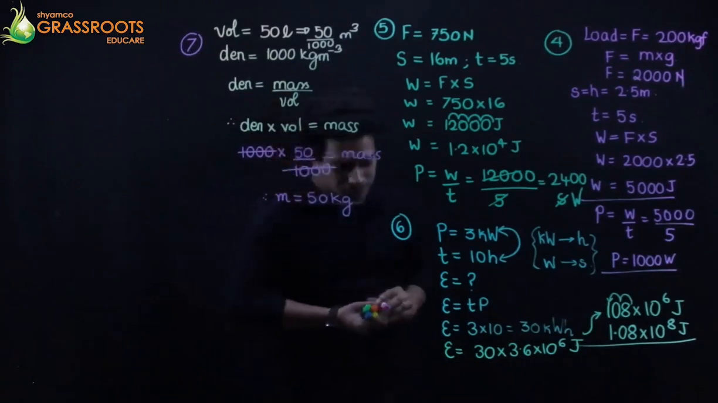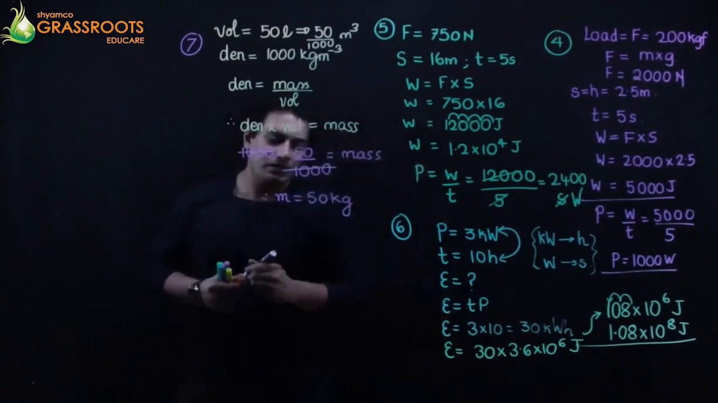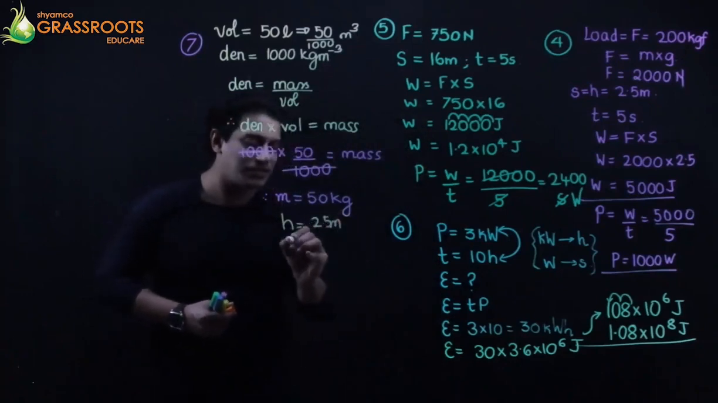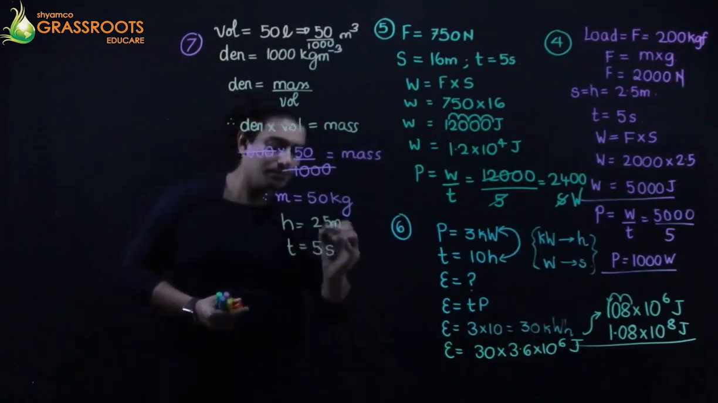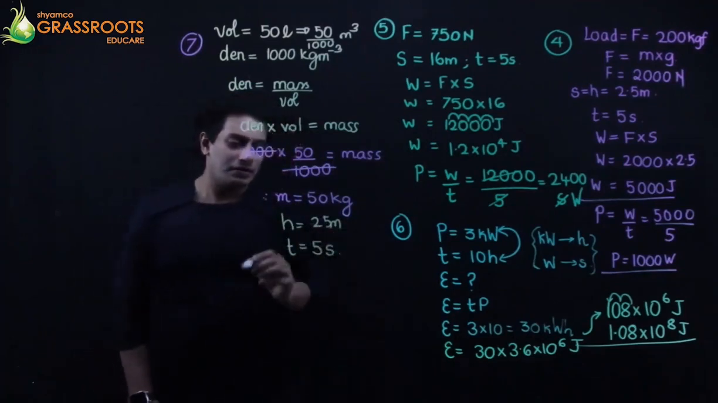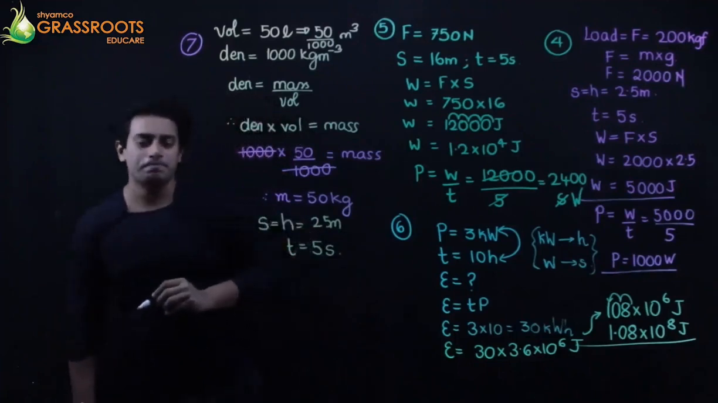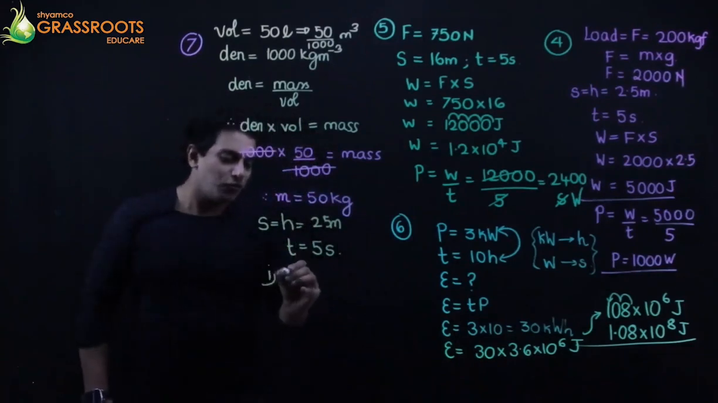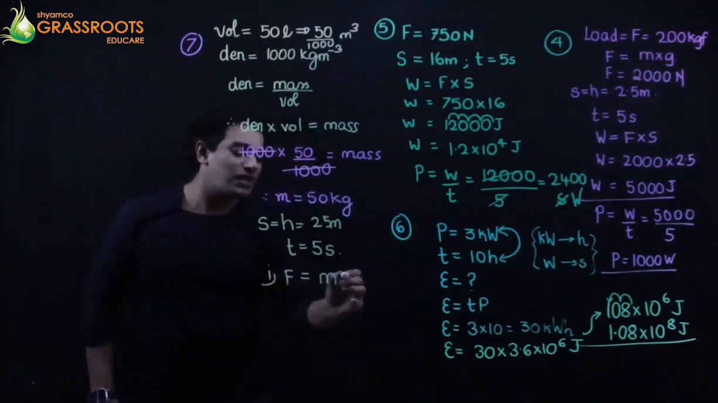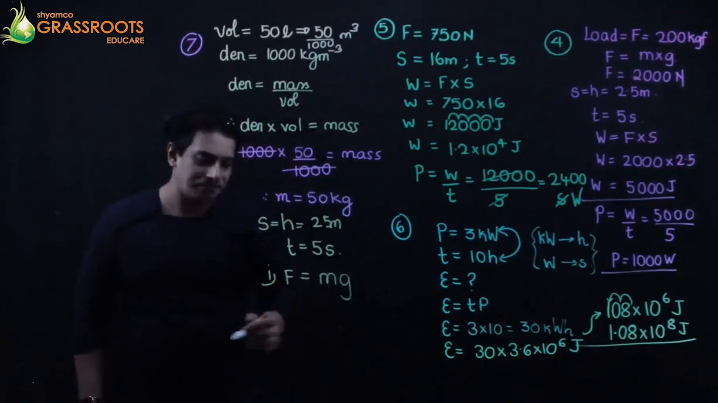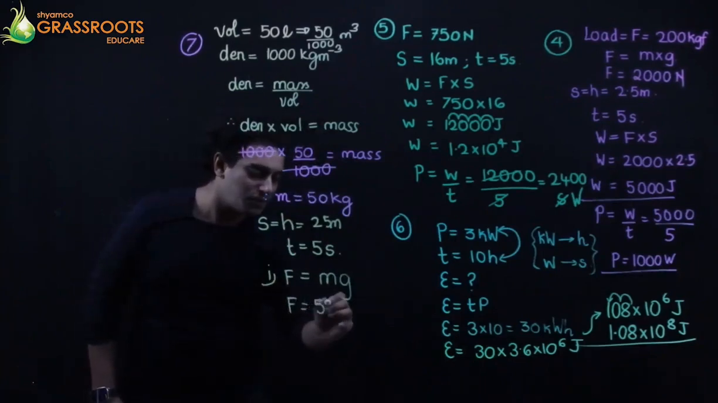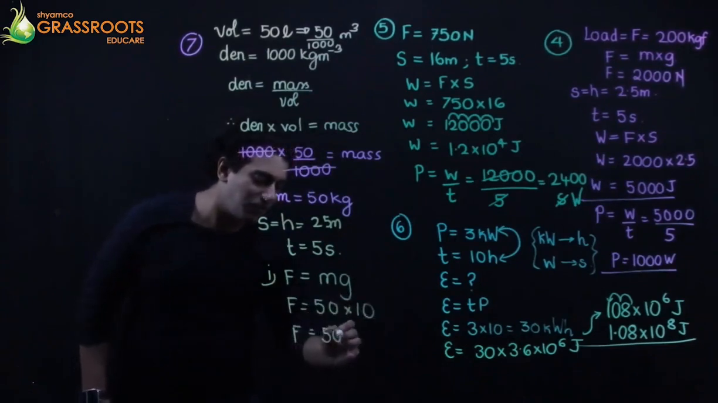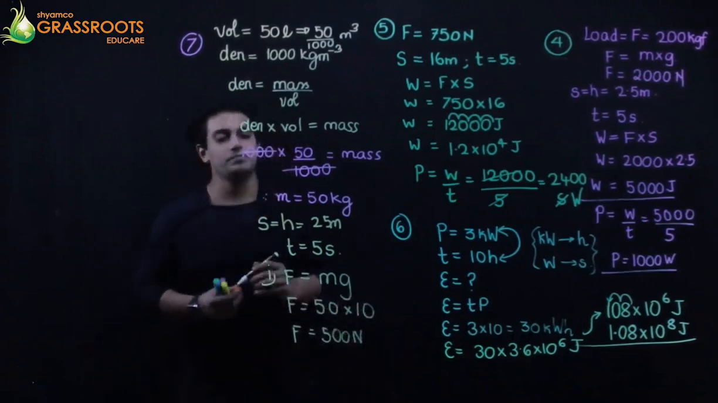Right. Next. Height and time is given. Height is given to me as 25 meters. Time is 5 seconds. Height means distance or displacement. Gravity is given to me as 10. So first, force. Force is equal to mass into acceleration due to gravity. So force is mass, which is 50, gravity is 10. Answer will be 500 Newton. First thing.